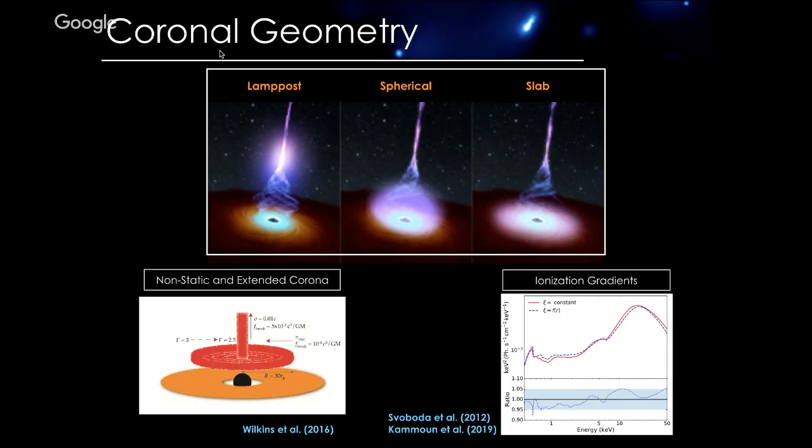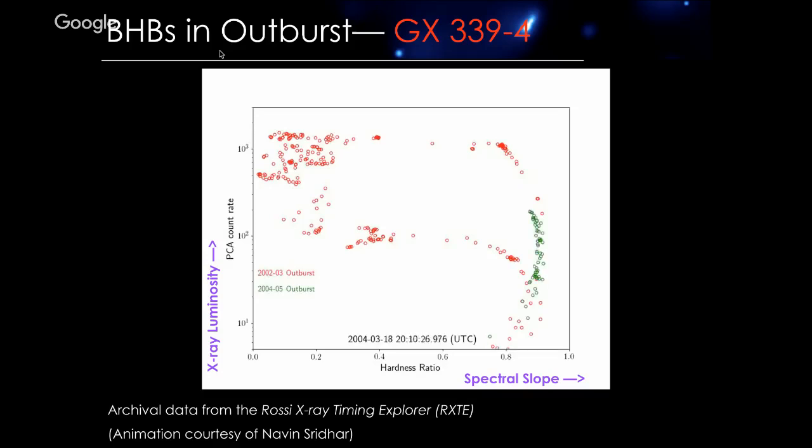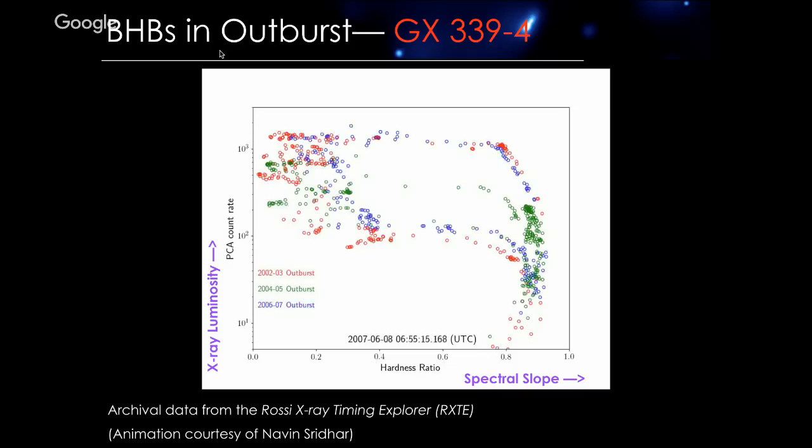So we're trying to learn what is the connection between the corona and the disk and how the two of them evolve. One way to do this is obviously to observe systems for a very long time. And what I'm showing here in this little movie is actual data from the satellite RXTE taken over, I'll say, over a decade for this source, GX 339.